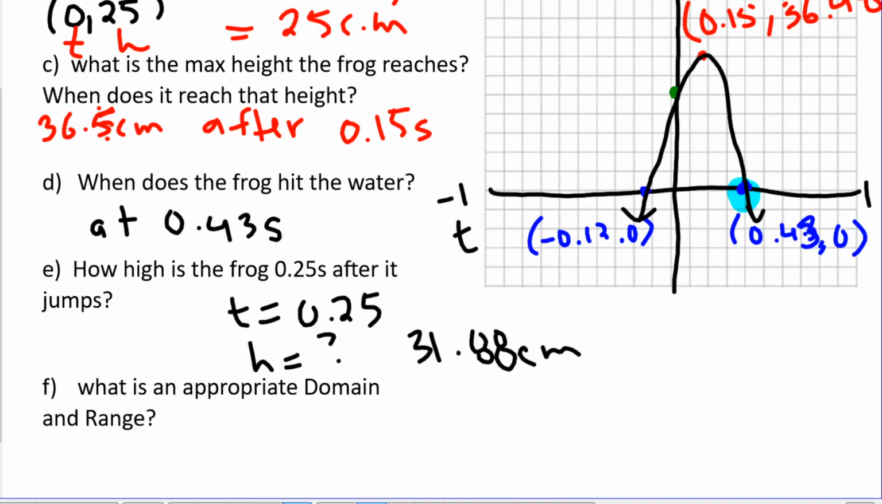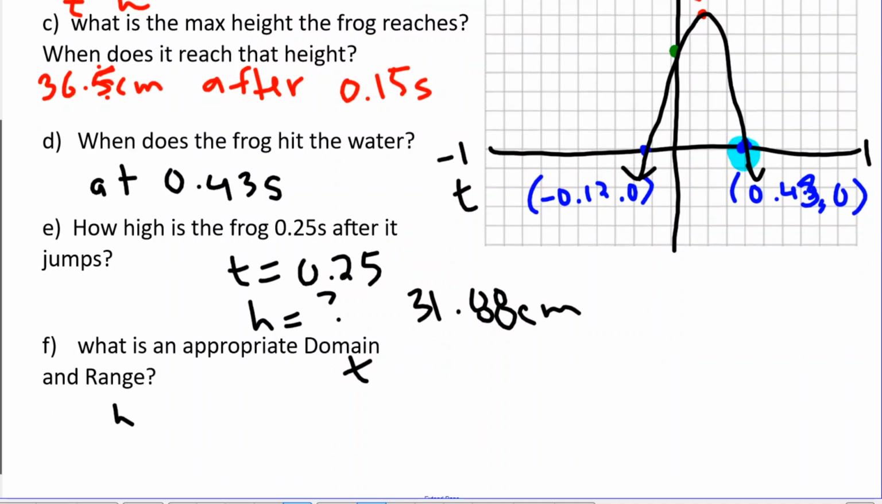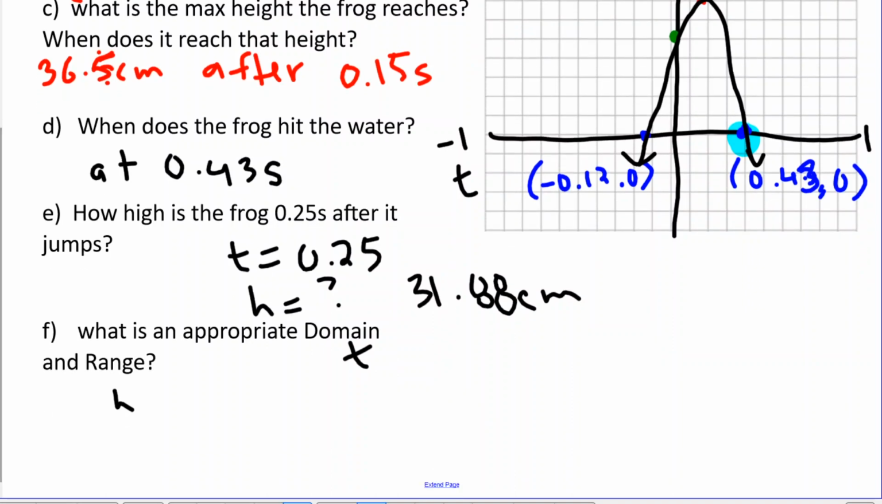And the last thing, what is an appropriate domain and range? So we're concerned about the domain, right? In this case, being careful, our domain is talking about t's now instead of x's. And our range is talking about h's now instead of y's. So we want to be clear with that. So my domain, we have t such that.